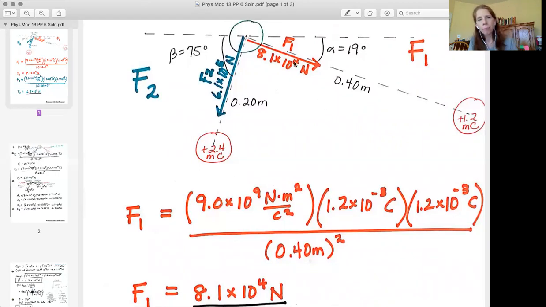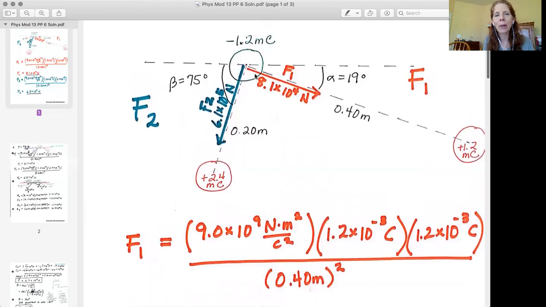Now, how do we know the direction of that force? Well, we're looking at this positive 1.2 and a negative 1.2 here, so they're opposites. We're talking about how this charge is affected. Of course, this charge is negative and this one over here is positive, so the force is going to act in this direction, toward the positive charge. That's how we draw this force 1.